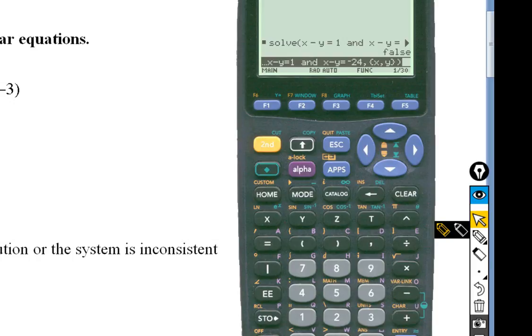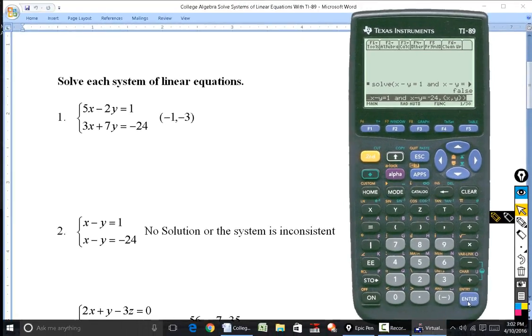So this is what happens when your system of linear equations does not have a solution. The calculator will tell you false. That's what it tells you when it has no solution. That basically tells you that in this particular case, we're dealing with lines, so the lines are parallel and they don't intersect. Okay, so there's no solution. Sometimes we say the system is inconsistent.